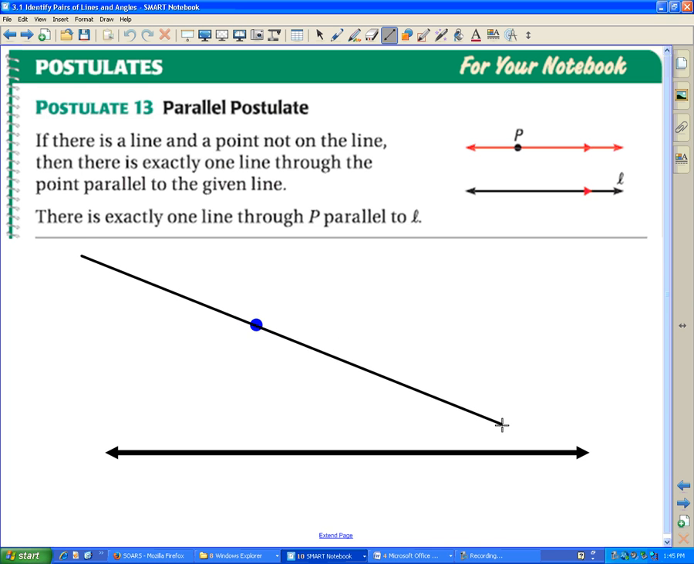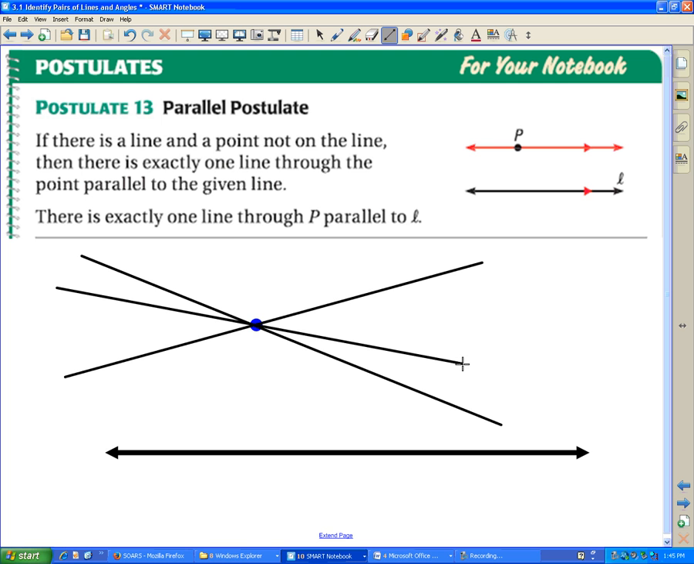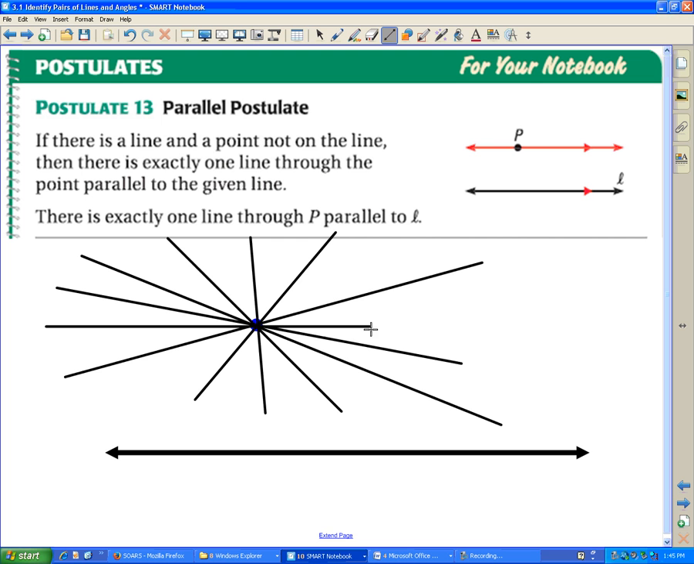And remember, these lines all would have to be on the same plane to even have a chance of being parallel. You can't have parallel lines without them being coplanar. But none of these lines are parallel to the line below that we see. Only one line will be parallel to that line below. And the question is, how do we construct that line?